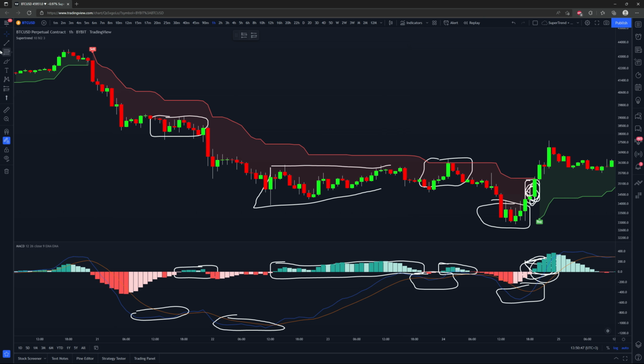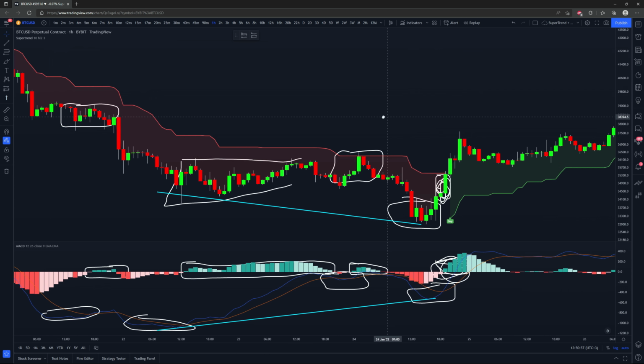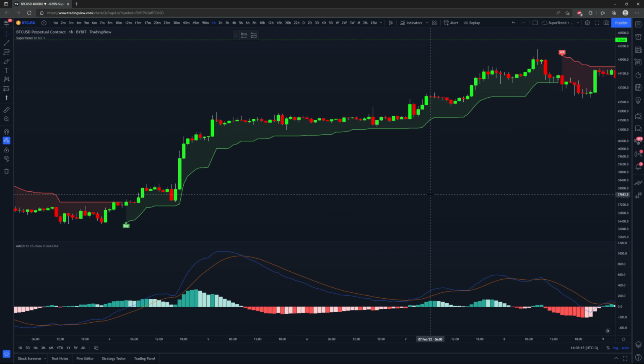Okay, so that's our bullish divergence right here on the MACD and signal lines versus what the price action was doing. And of course, that leads into a much larger pullback in the trend. Now, a long trading opportunity.